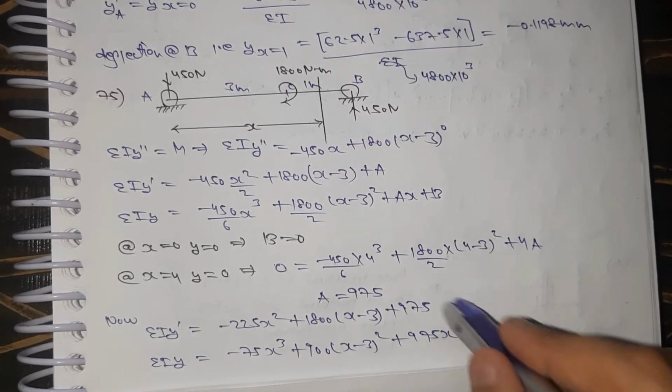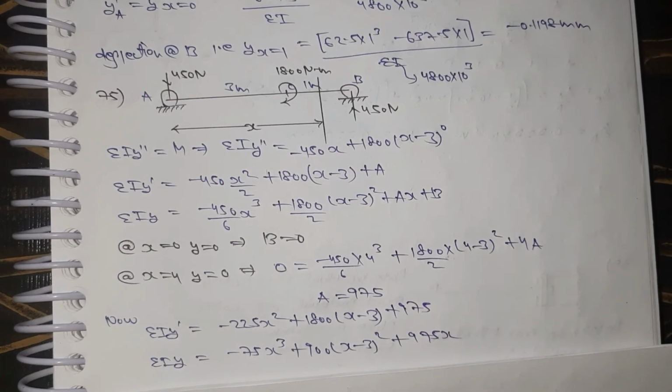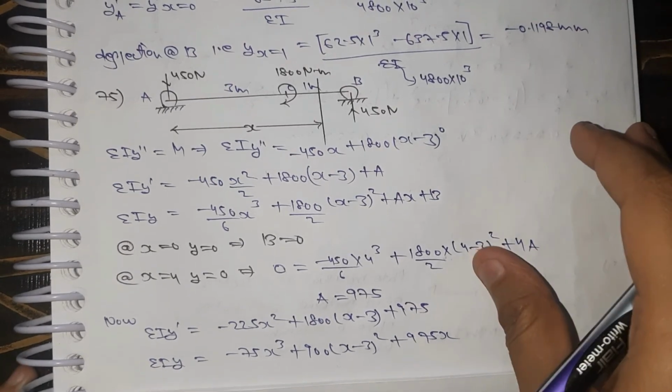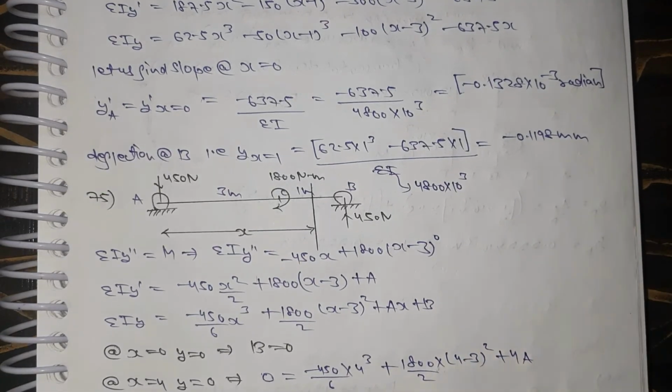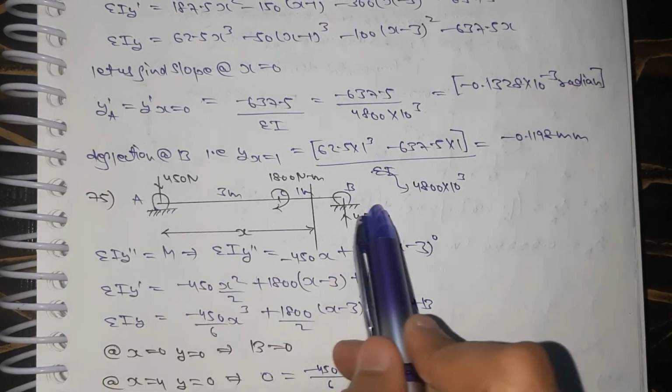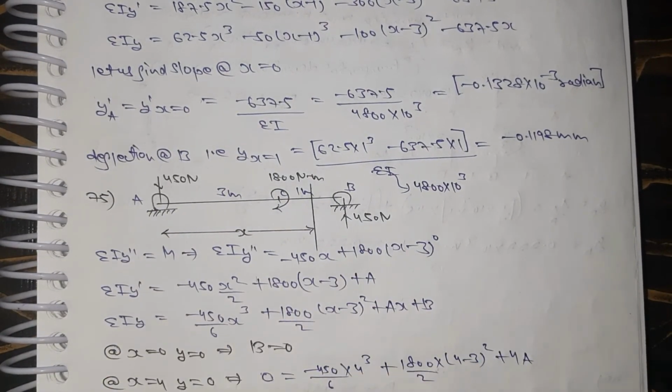Okay guys, now these are the two general equations for getting slope and deflection at any point in this beam. Okay guys, at any point in this beam.